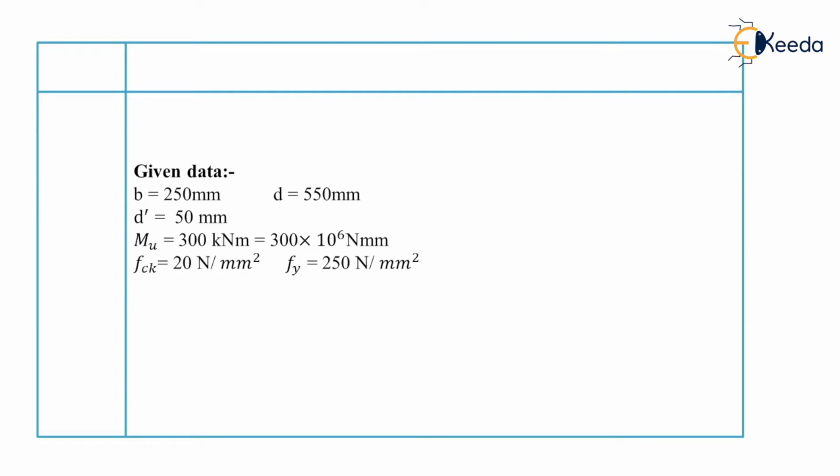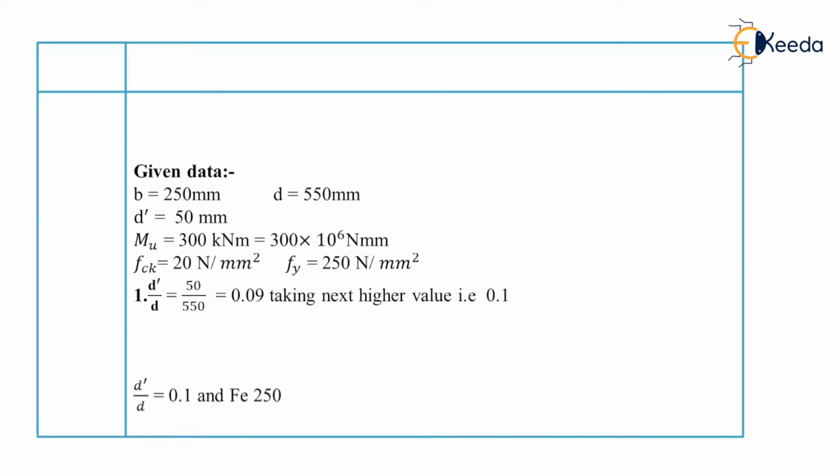So this is the given data of the problem, and this problem we are going to solve by two methods. Okay, two different methods, and you can use any method in your examinations. So here is the first method. First step is to find out the d dash by d ratio. d dash by d ratio is 50 by 550, that is equal to 0.09. So we will take it 0.1.